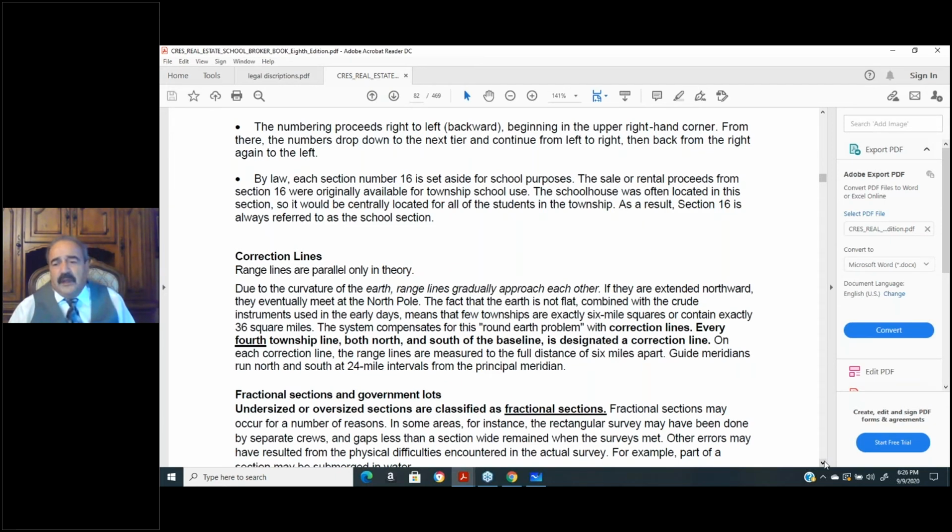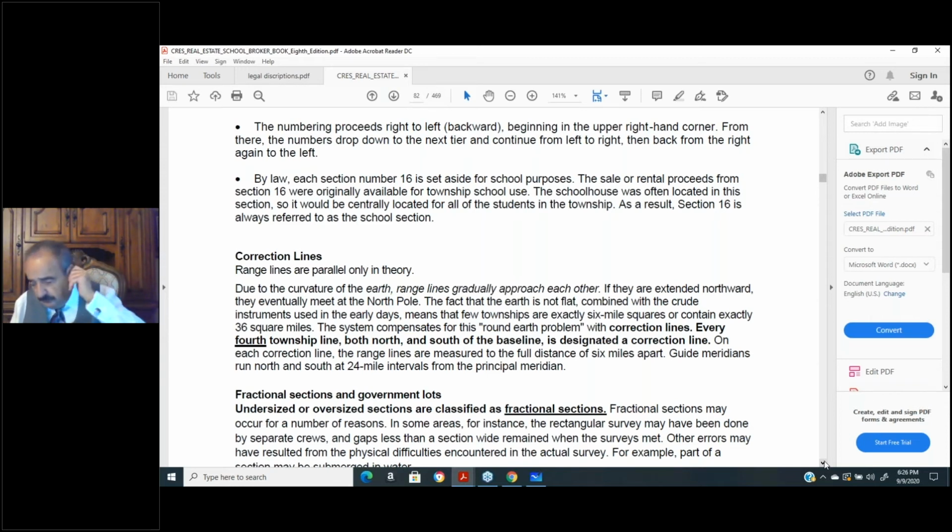The problem with our planet Earth is that it's not flat and it's not square. A township is 6 miles by 6 miles. They try to keep these townships as perfectly square to 36 square miles. And because of the curvature of the Earth, the closer you get to the equator, they're going to be more than 36 square miles. So every 24 miles, or comes out to every 4 townships, we have a correction line. We have a correction line to make up for the curvature of the Earth.